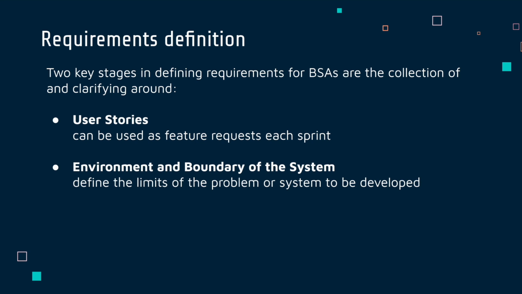So a really key stage in the requirements definition for BSAs is making that distinction between the boundary of the system and the environment. And that's it. That's the key understandings of the requirements definition.